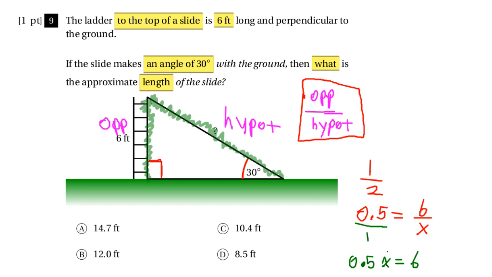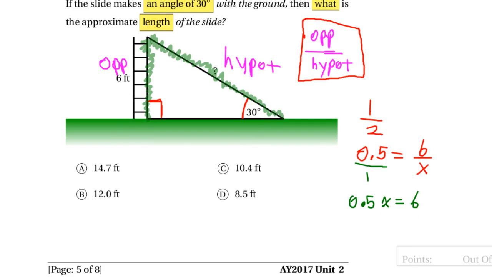So now, I need a little bit more writing room. To solve for this, I'm going to divide on both sides. What I need to divide by is the 0.5, 0.5 on this side. And when you type this into your calculator, you should be able to get the correct answer.